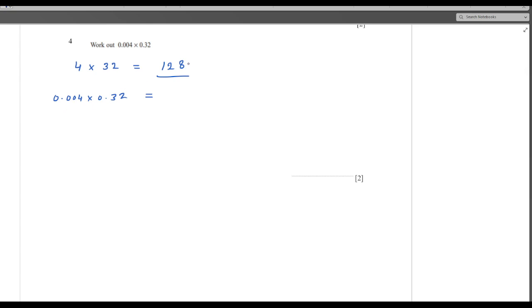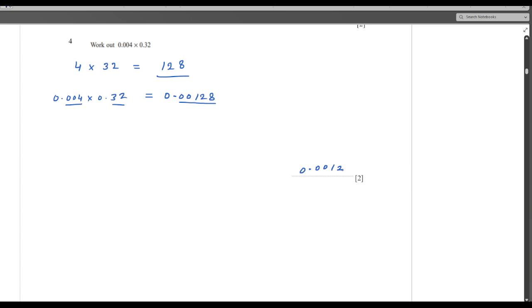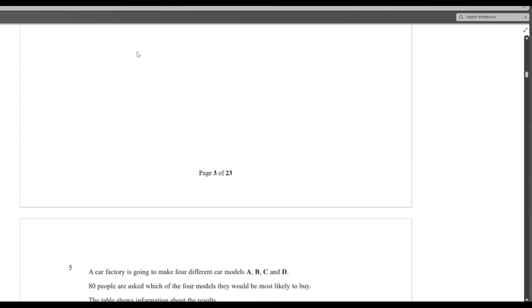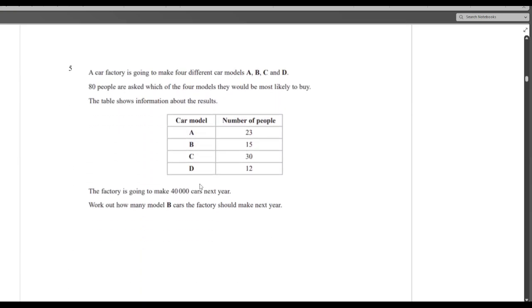Here also the multiplication will remain the same, but after the decimal there should be 3 plus 2, that is 5 digits. So I will write this as 0.00128. So here you get 5 digits after the decimal, and this is the product of 0.004 times 0.32. Your answer here is 0.00128. Next question, question number 5. A car factory is going to make 4 different car models A, B, C, D.